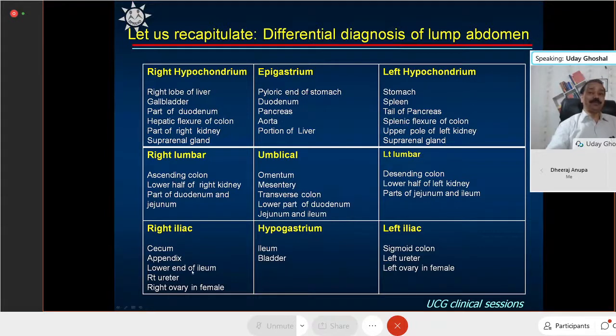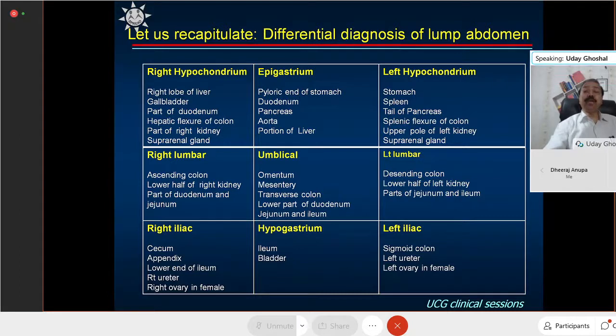But obviously our patient did not have any renal symptom. But still, I should have remembered. Epigastrium: pyloric end of the stomach, duodenum, pancreas, aorta, and portion of the liver. Umbilical: omentum, mesentery, transverse colon, lower part of the duodenum, jejunum, and ileum. Hypogastrium: ileum and bladder. Left hypochondrium: stomach, spleen, tail of pancreas.